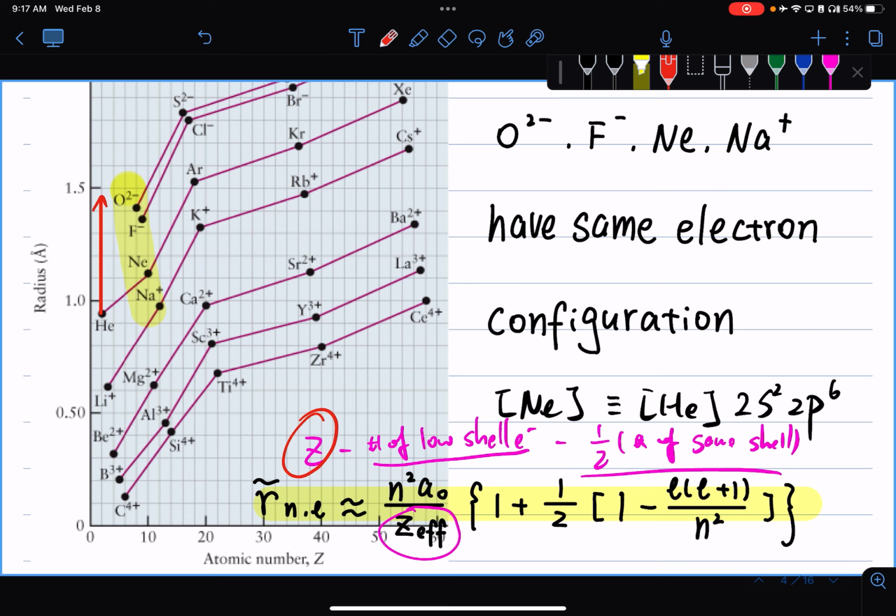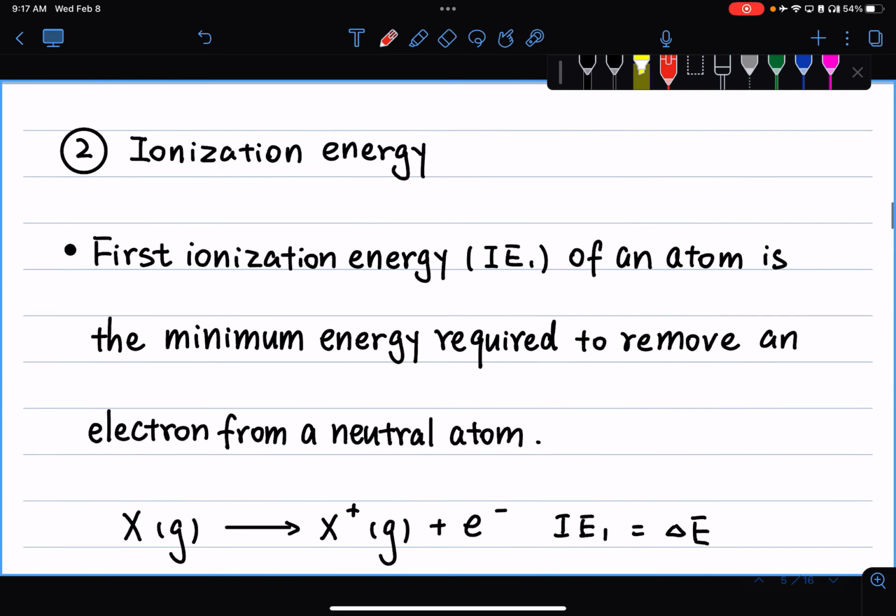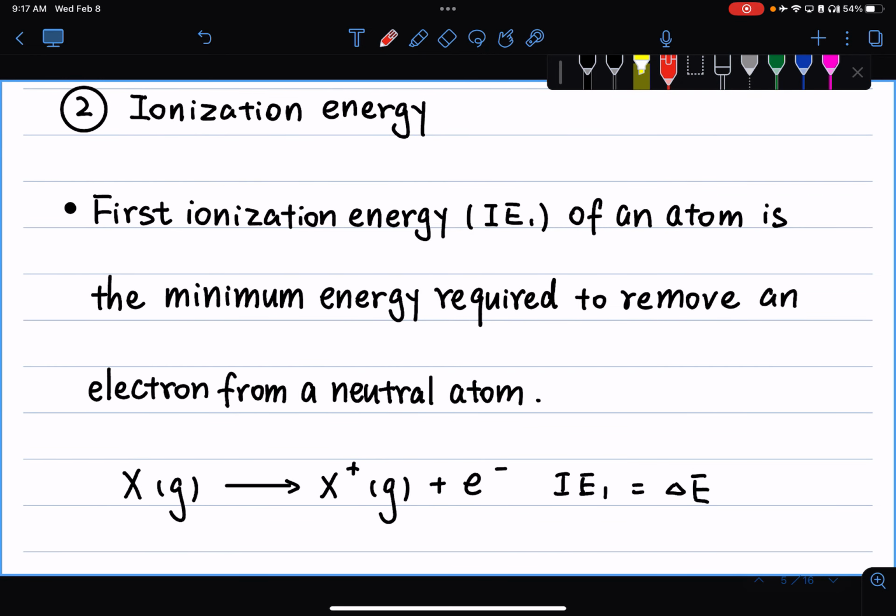All right, so let's move on to talk about our second periodic trend, which is the periodic trend of ionization energy. Before we do so, we've been talking about ionization energy several times, so I'm just going to go over it again and give it a clear definition. In this class, when we're talking about periodic trends, unless otherwise specified, we're assuming we're talking about the first ionization energy, i.e. IE1. So ionization energy of an atom is defined to be the minimum energy required to remove an electron from a neutral atom.